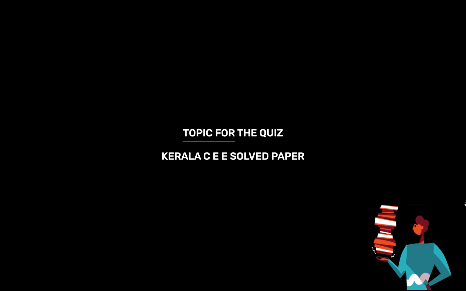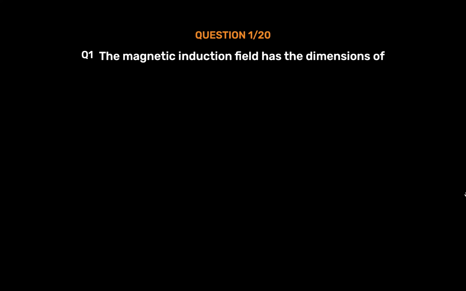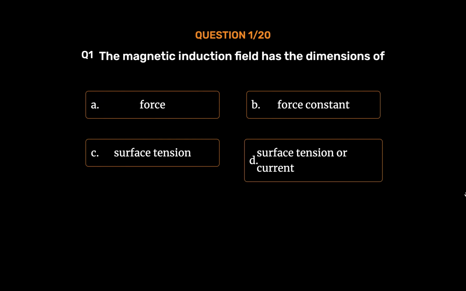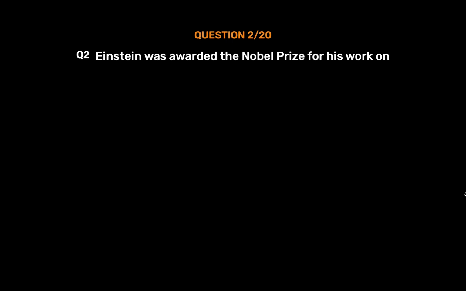Topic for today's quiz is Kerala CEE solved paper. Question number 1. The magnetic induction field has the dimensions of Option A. Force. Option B. Force constant. Option C. Surface tension. Option D. Surface tension or current. The correct answer is Option D. Surface tension or current.